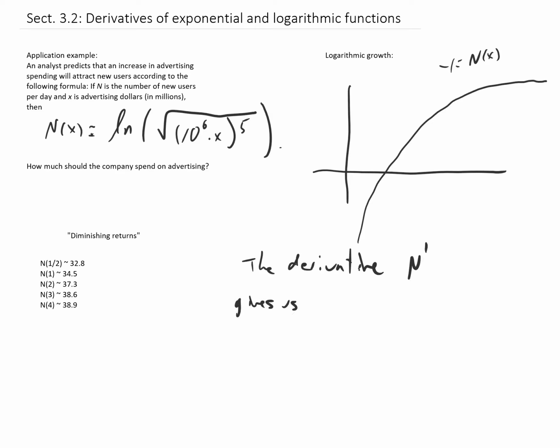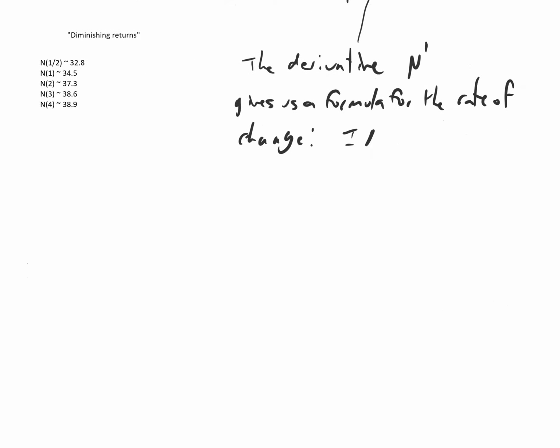The derivative, n prime, gives us a formula for the slope of this function, for the rate of change. So the IRC, the instantaneous rate of change of n, at some x value x equals a, is exactly the derivative n prime with a plugged in. So back to that example. We need to find the derivative of n, which is giving the logarithmic growth.